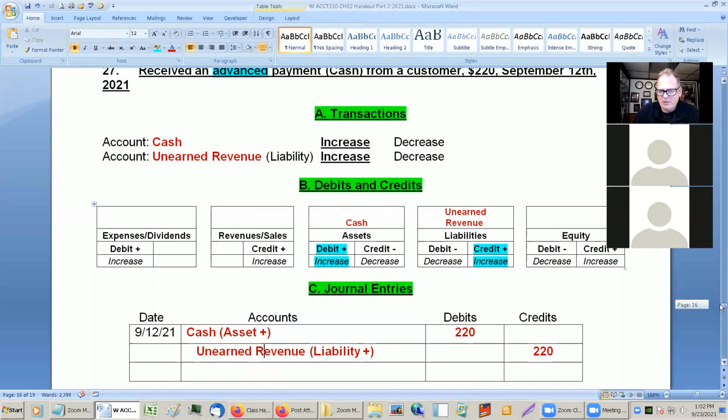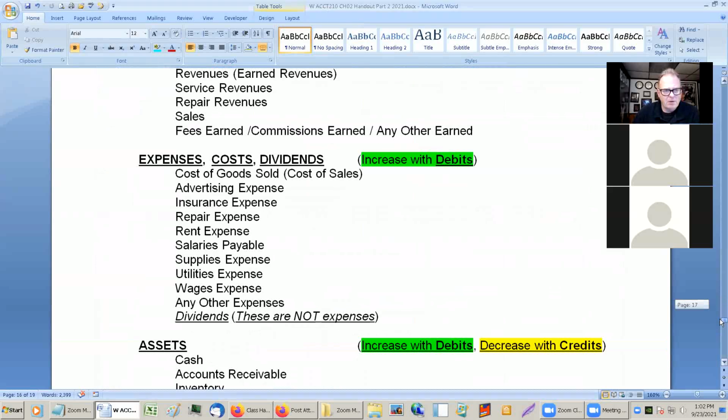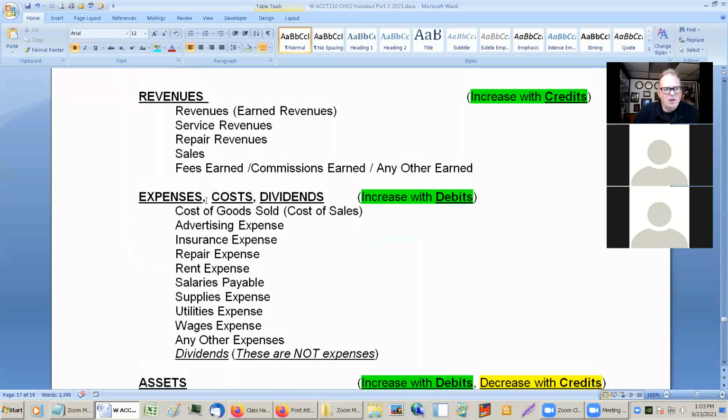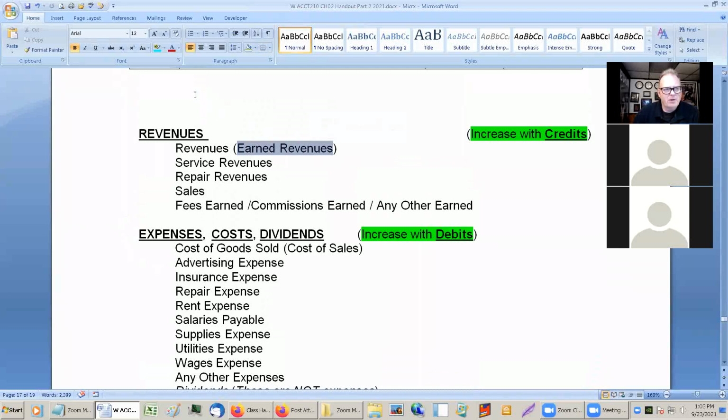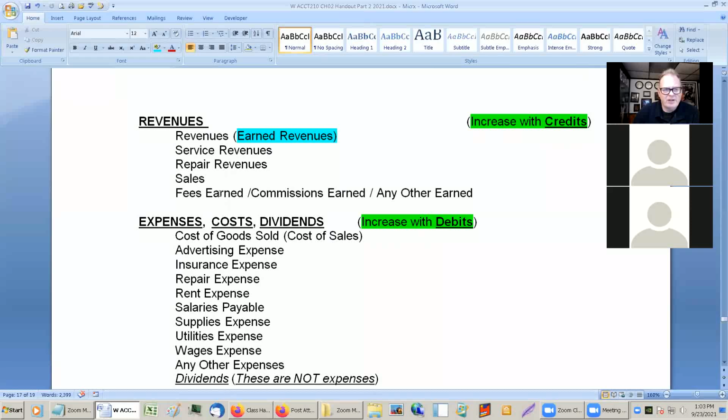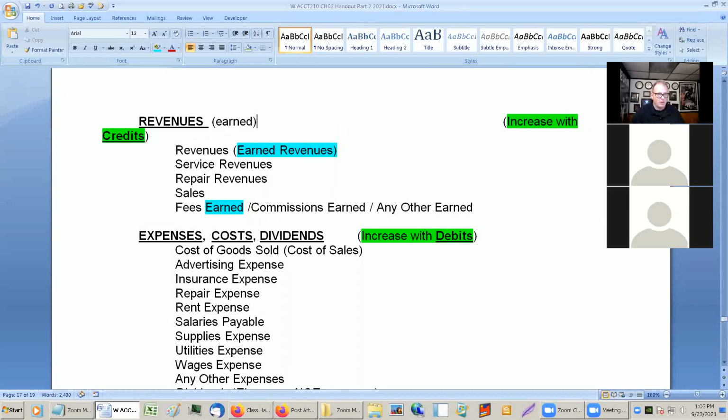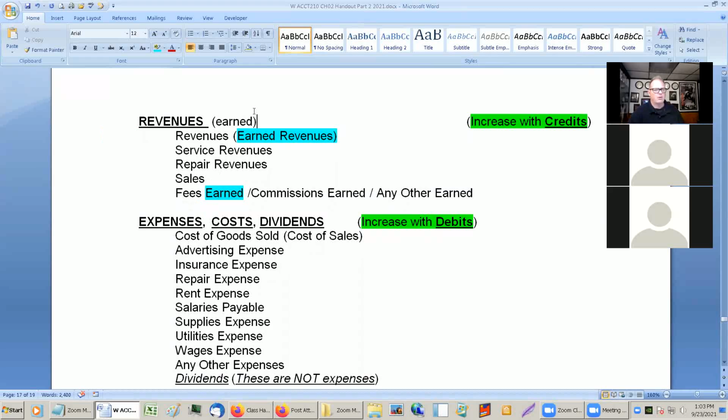And actually, let me go down here for a second. You notice under revenues up here, we talk about sometimes earned revenues or fees earned. This means we've done the work. So revenues, to be revenues, they have to be earned. If they're not earned, you can't count them as revenues.